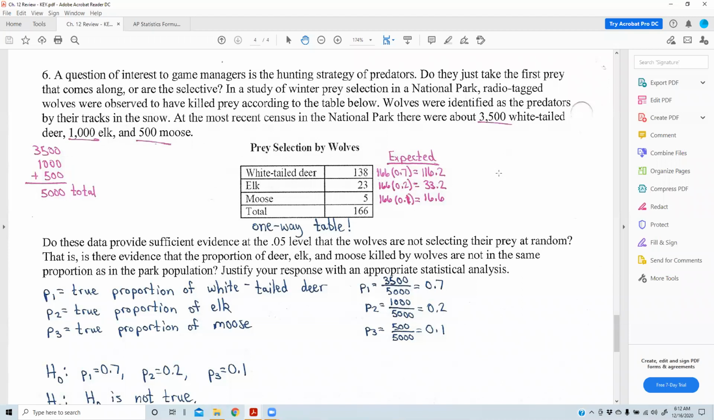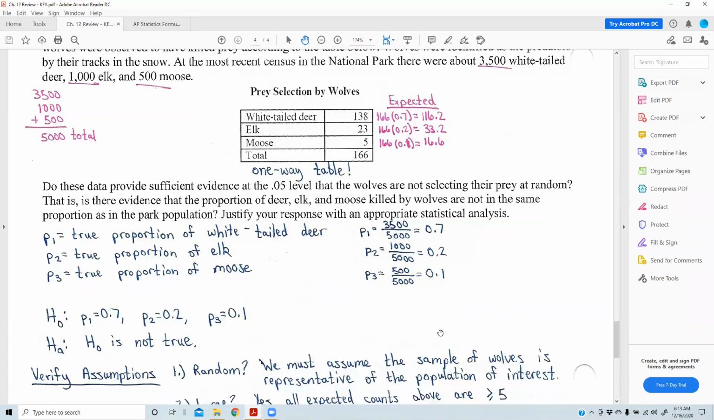which we can take, and since we're only looking at one set of data, this is a one-way table, which means we're looking to see if the true proportions match the proportions that are killed. This is also called a goodness of fit test. So if we let P1 be the true proportion of white-tailed deer, P2 of elk, and P3 of moose, we found the true proportion that's available, and we want to see if that matches what the wolves killed.